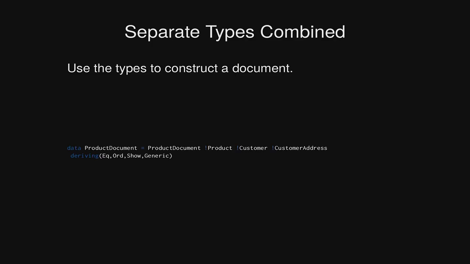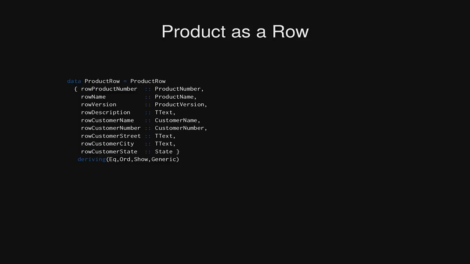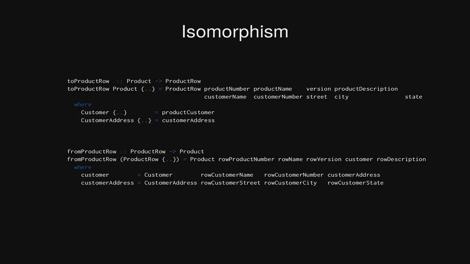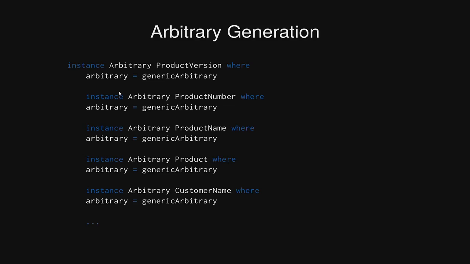So by making this product document transform into this product row, if I miss a field, if something isn't there, then this won't work. This is a property of isomorphism. It says you can take one representation of a thing, transform it into some other representation of the thing, and go back without losing any information. It's a really nice property.